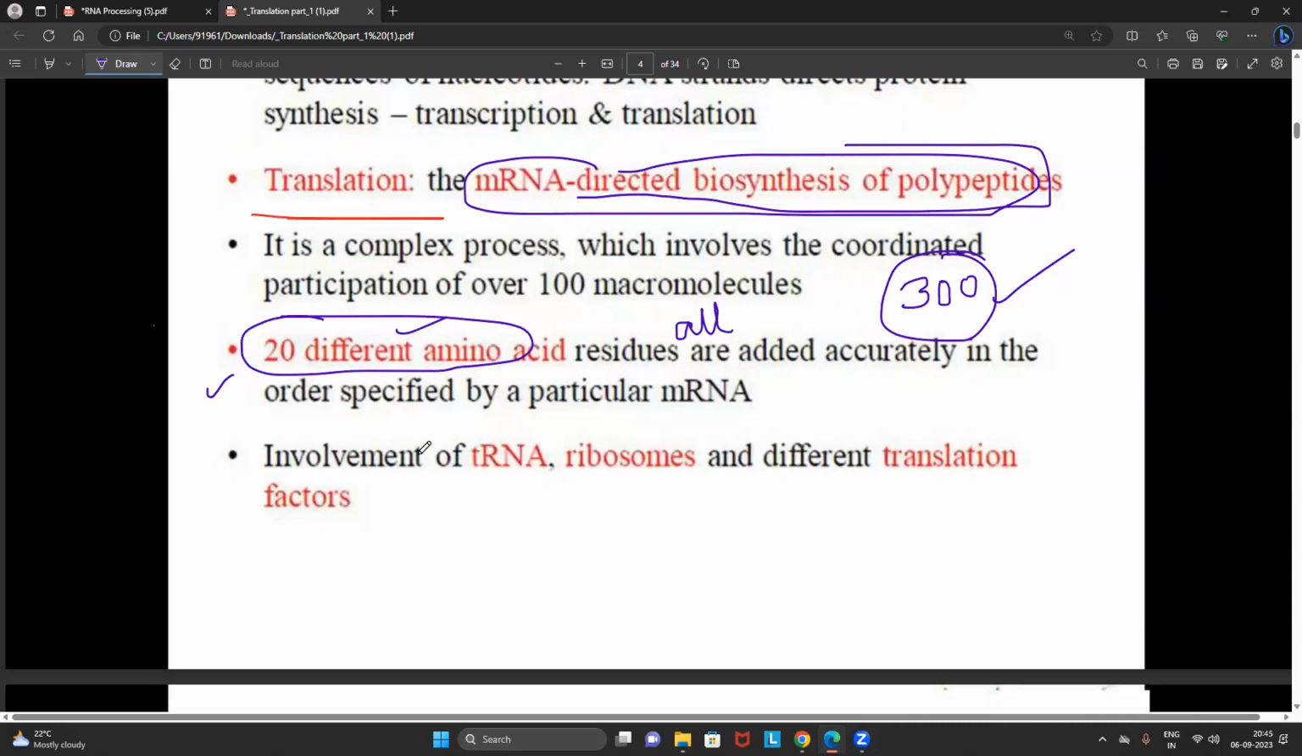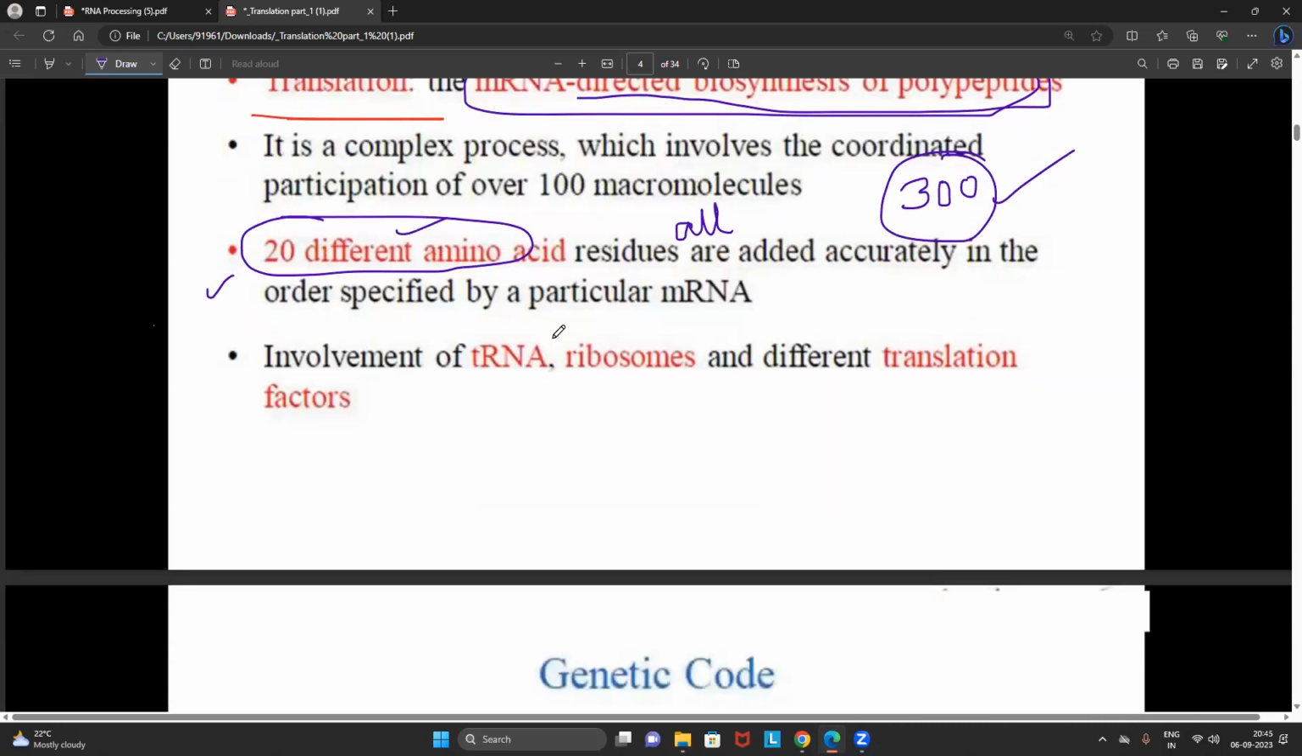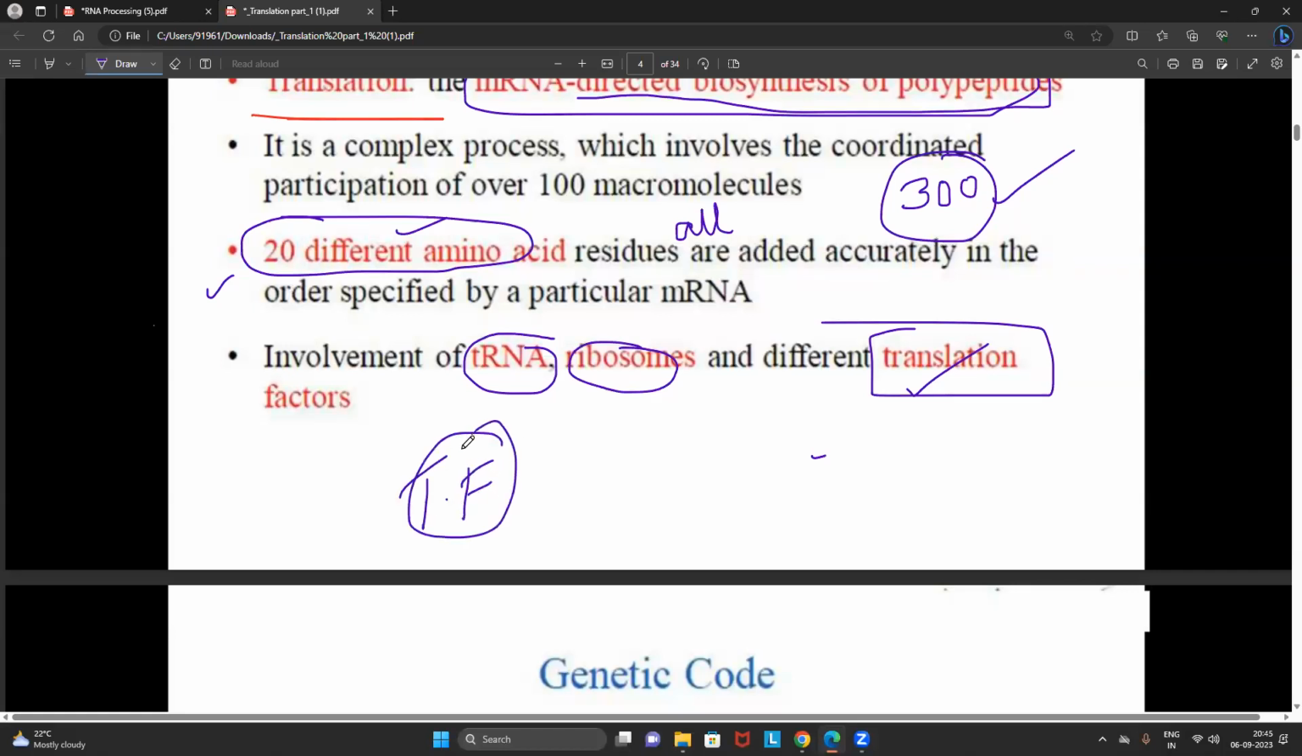Now, you also know very well, if the process of translation is to occur, you require tRNA, you require ribosomes, and most importantly, you require many translation factors. You remember, right? In transcription, what we studied, we called transcription factors. In translation, we call them translation factors. Many factors are required for initiation, elongation and termination. In every step there is a requirement of many factors. No need to get confused with that particular point.